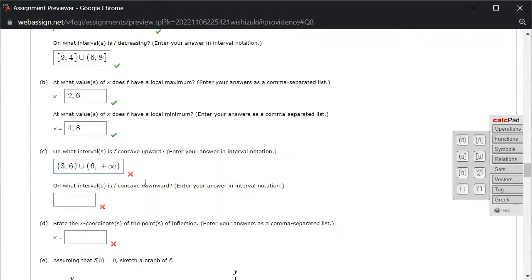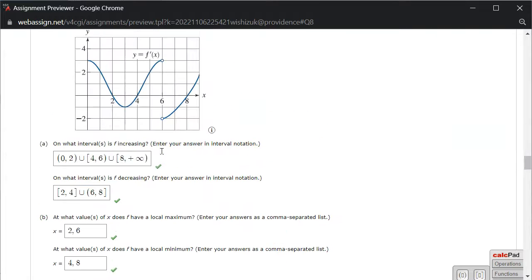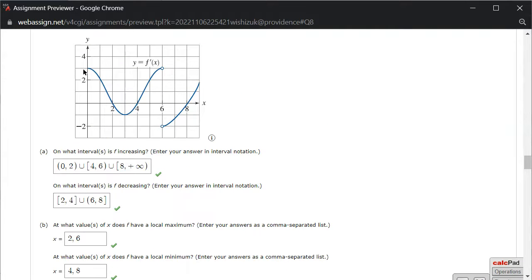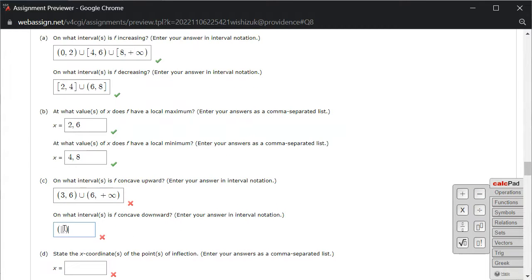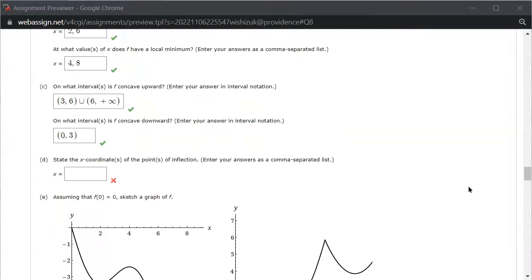Then concave downward when it's decreasing. You can see that between 0 and 3, and that's it. So it's 0 to 3. Let's check the answer. I came back and it looks like we got part C correctly.